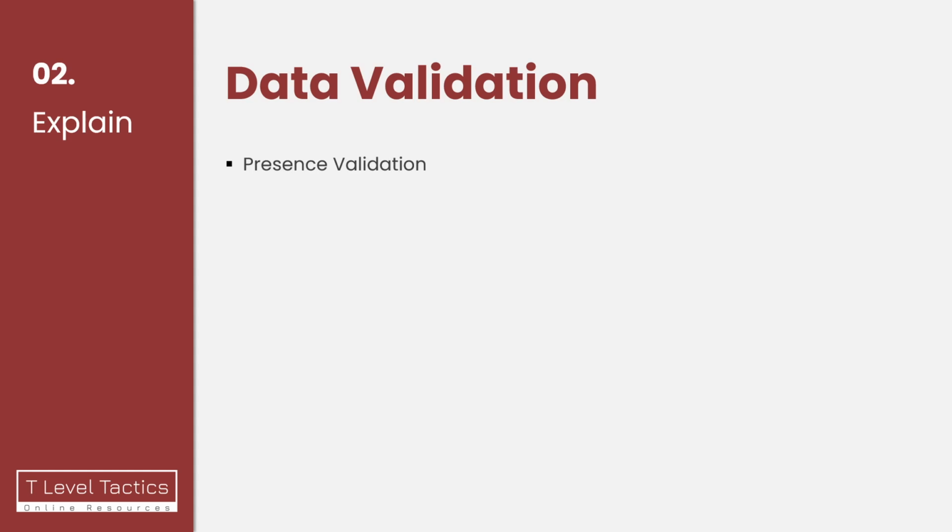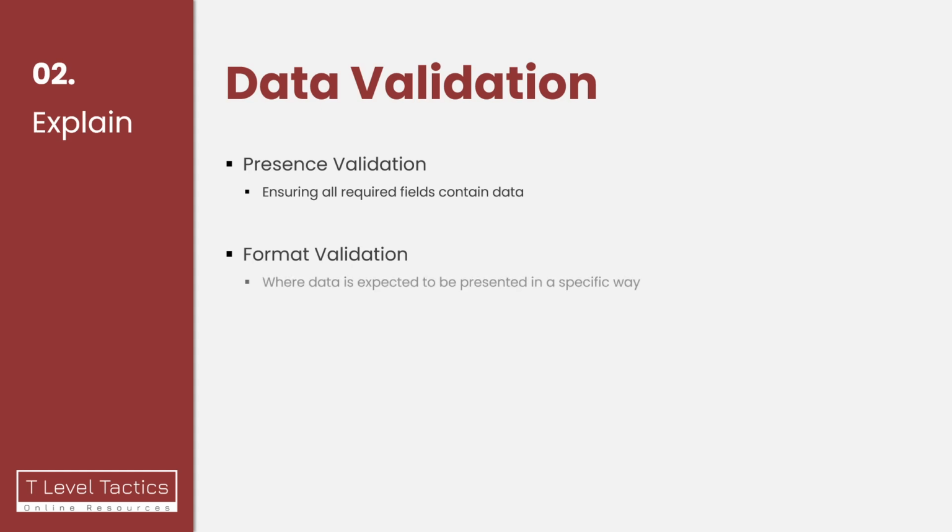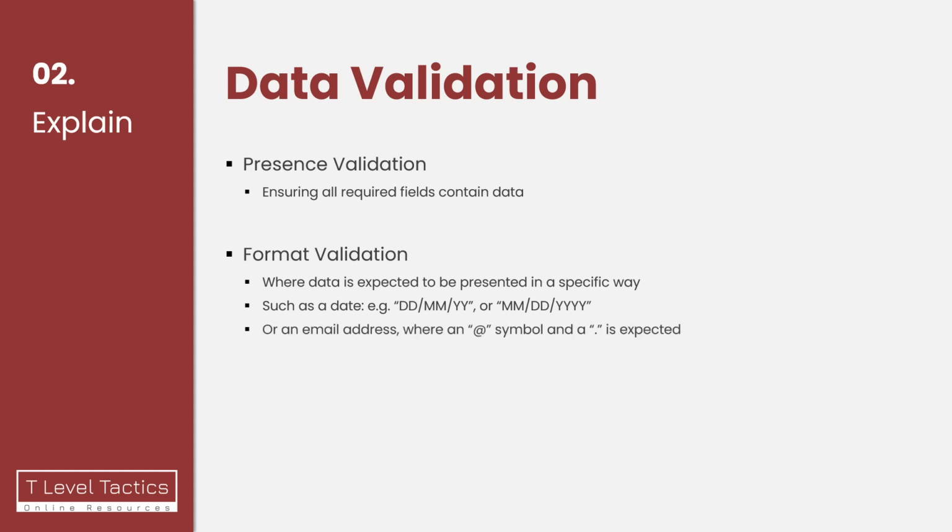Presence validation is ensuring all fields contain data that is required. Format validation is where data is expected to be presented in a specific way, such as a date, for example. So it could be in a date, month, year format or a month, day, year format, depending on where in the world the website or form is based. Or it could be an email address where an @ symbol and a dot is expected within the text.